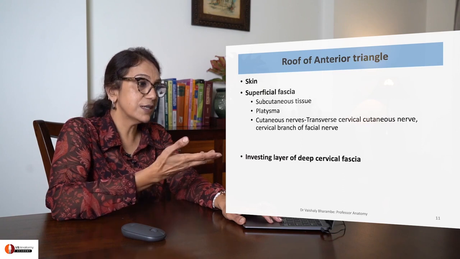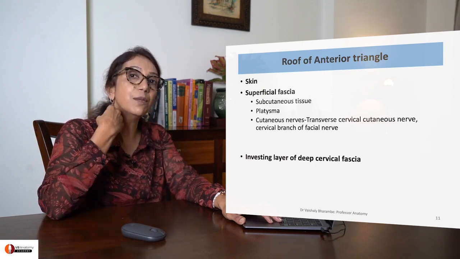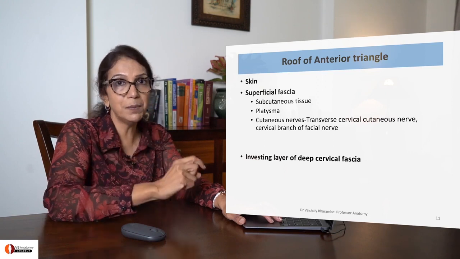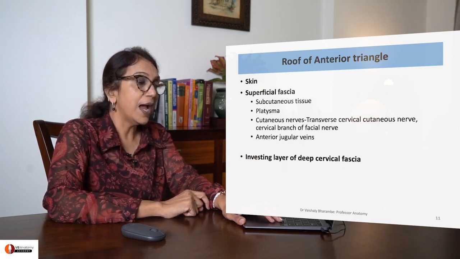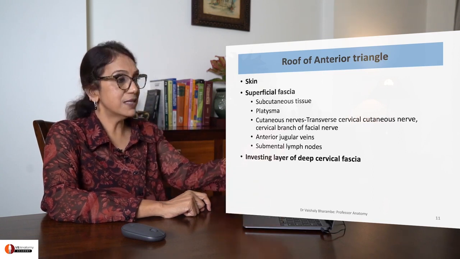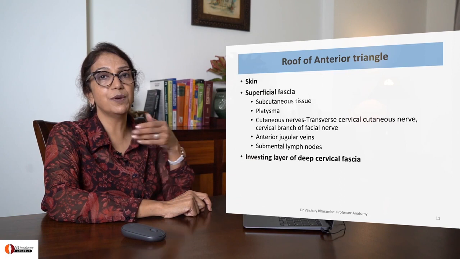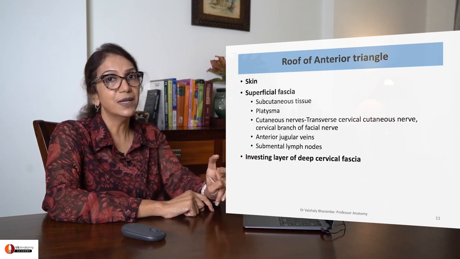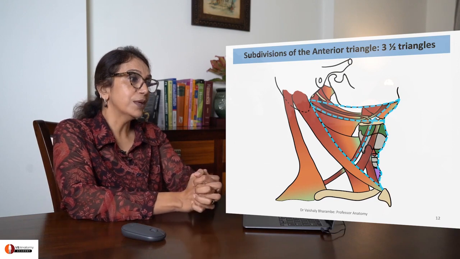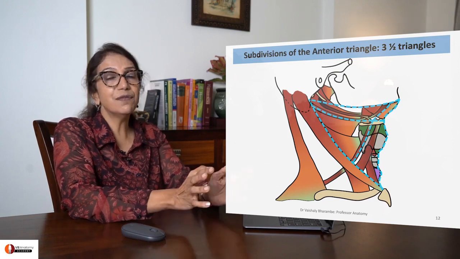Cutaneous nerves such as the transverse cervical cutaneous coming from posterior triangle and the cervical branch of facial coming from the parotid gland. Anterior jugular veins, submental lymph nodes. These are structures which are present in the superficial fascia in the roof of this region. Let's now talk about the divisions of anterior triangle.